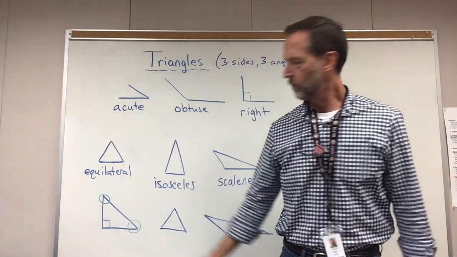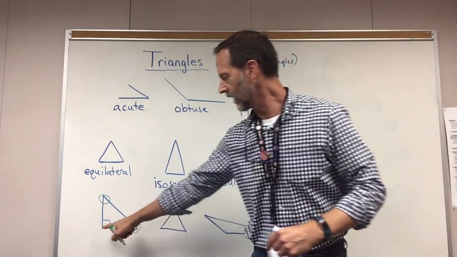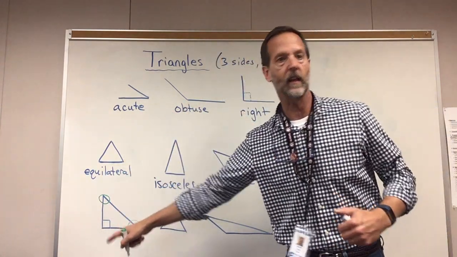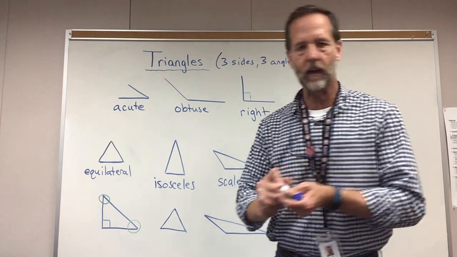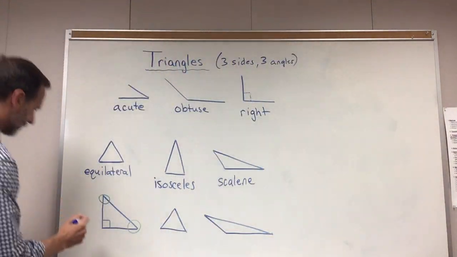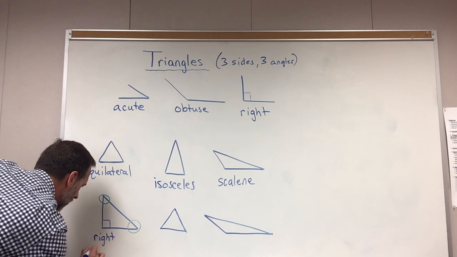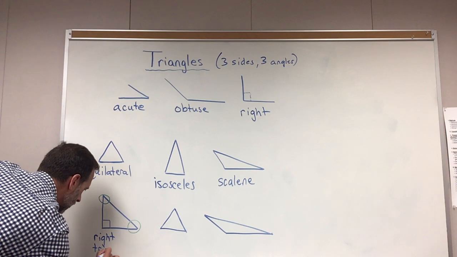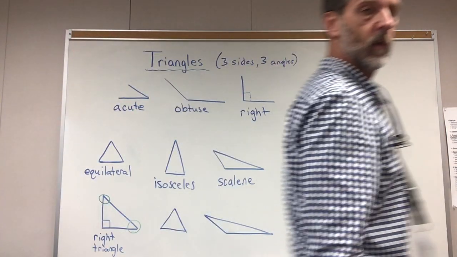See, they're small, but look at this one. This one has the square corner. What kind of angle is that? That's a right angle. So this is called a right triangle. That's a right triangle, okay?